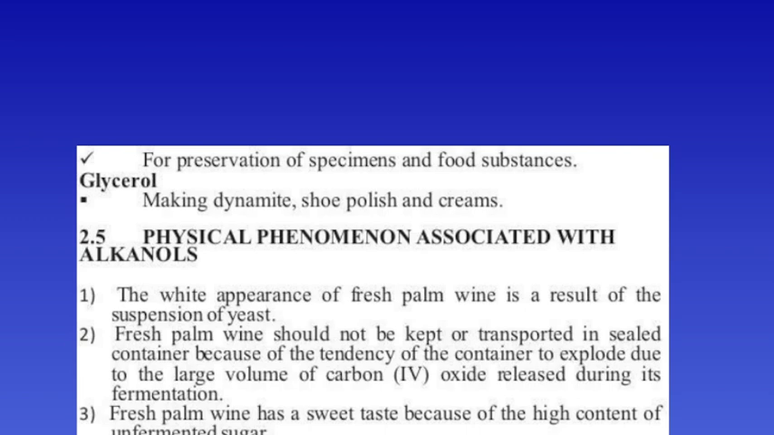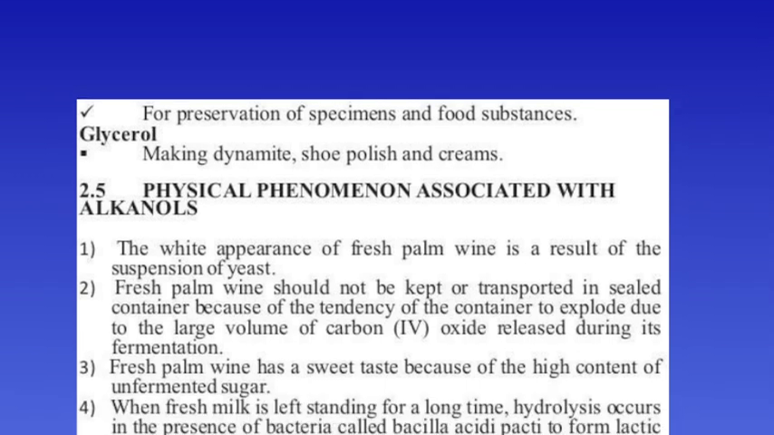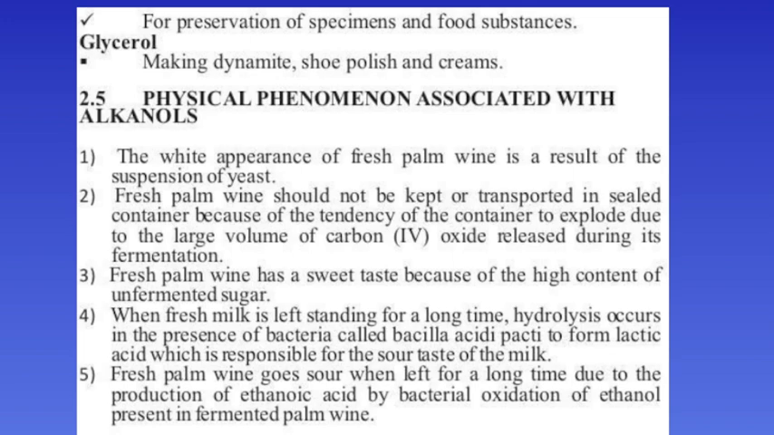Now, what physical phenomena are associated with alcohols? The first one is the white appearance of fresh palm wine, which is simply a result of the suspension of the yeast. As I mentioned, when you are considering your ethanol production, the glucose in the palm wine would be fermented by yeast. How are they going to be fermented? The yeast will produce the enzyme known as zymase, and this zymase enzyme will now ferment the glucose to produce ethanol.